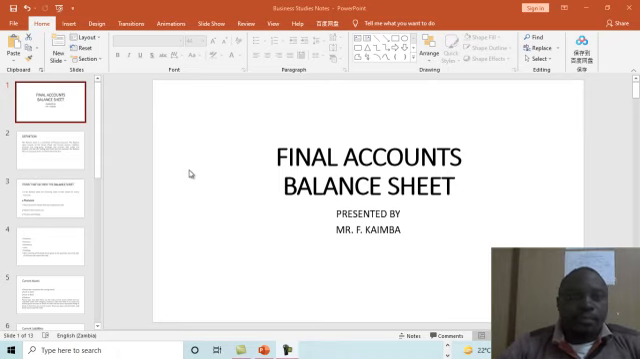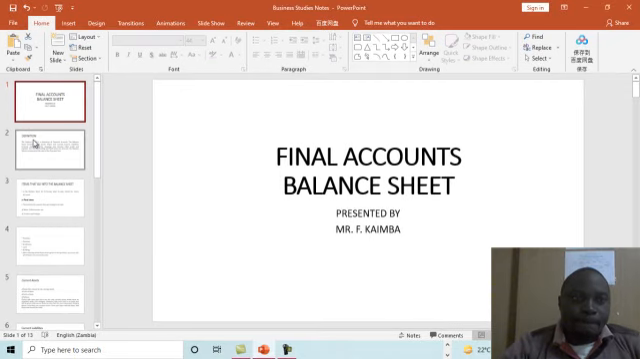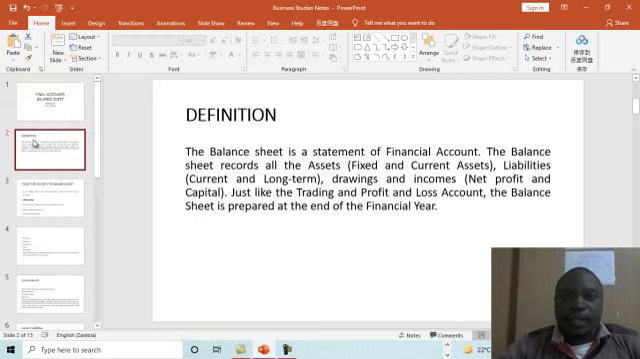Now, we looked at the trading and profit and loss account when we were together in class, but now I want us to look at the other part of final accounts, which is the balance sheet. Before we go any further, I want us to define what a balance sheet is. There are many definitions of a balance sheet, but regardless of those many definitions, one thing is clear: the definitions provided have very similar characteristics or features. So when we define a balance sheet, we are simply saying it's a statement of financial accounts.